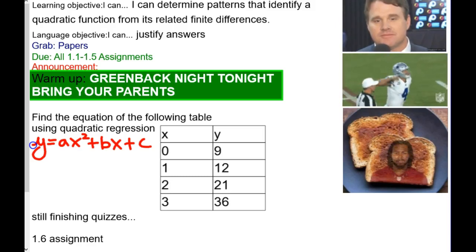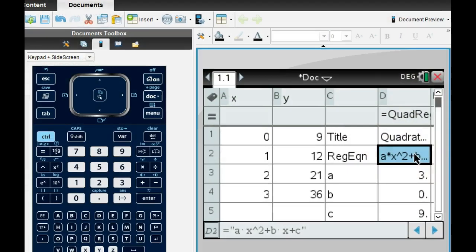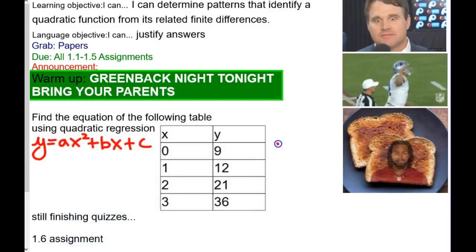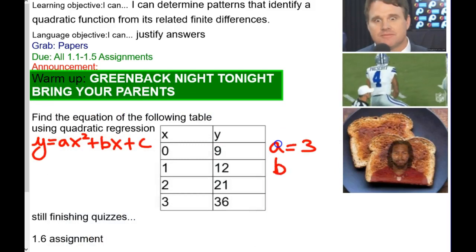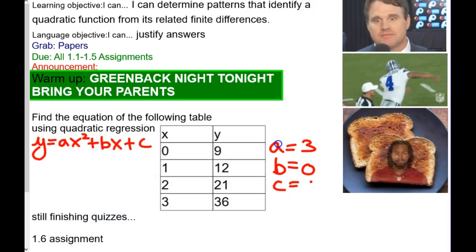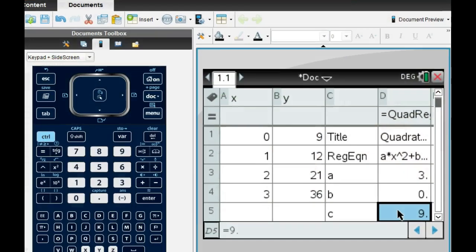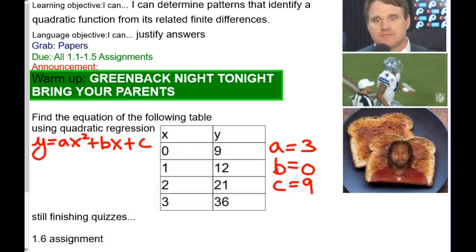Okay. So over here, when you do this for quadratic, it gives you a, b, and c. For this one, it's 3, 0, and 9. So I'm going to write that down. A equals 3. Now, you don't always have to write it down like this off to the side, but just for this first one, we know a, b, and c from the regression right here, right? So all I'm going to do is rewrite this equation, and I'm going to replace a, b, and c.